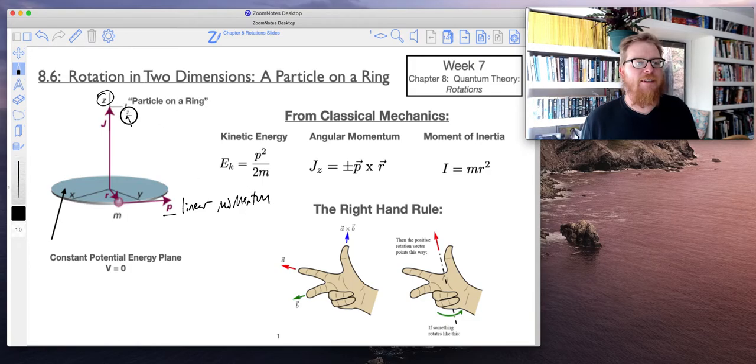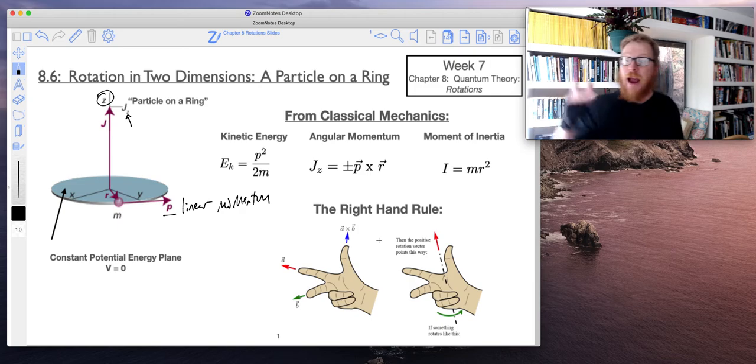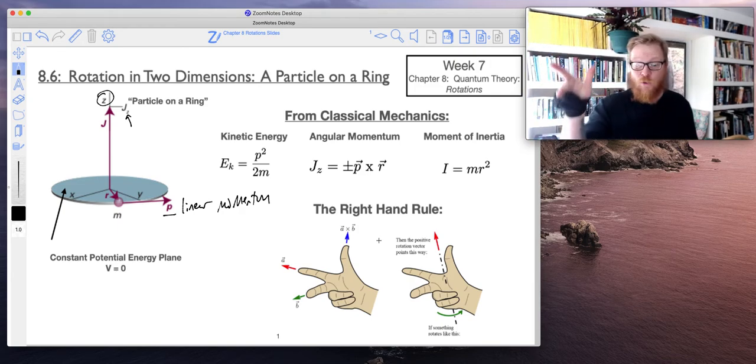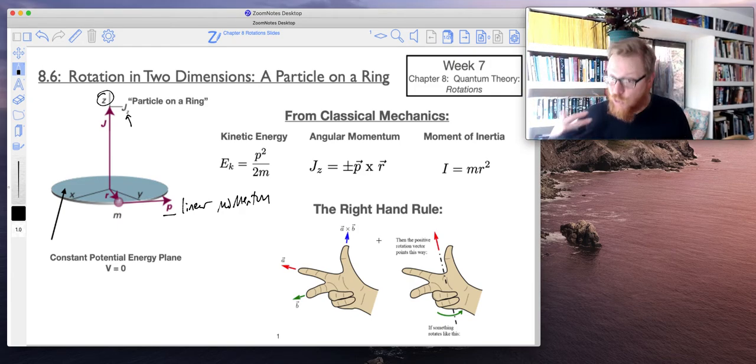And, of course, its angular momentum given by J sub Z. So Z for the Z-axis. So you can see my lovely picture here reminding you of the right-hand rule and the cross product. So that X right there, that's the cross product, P cross R.